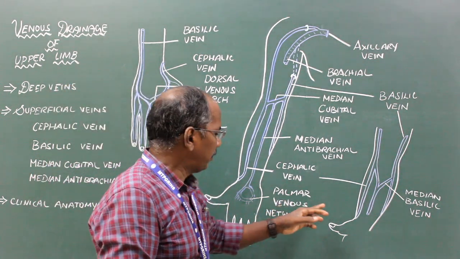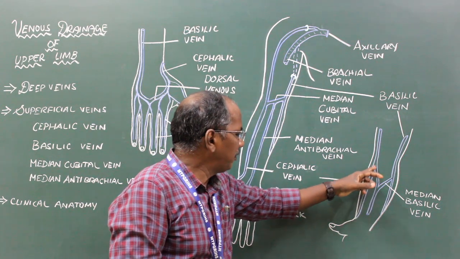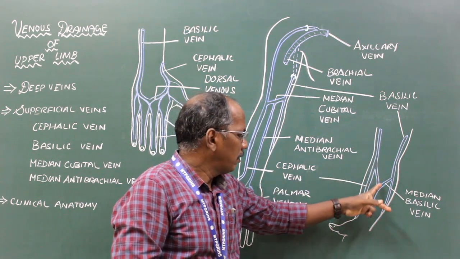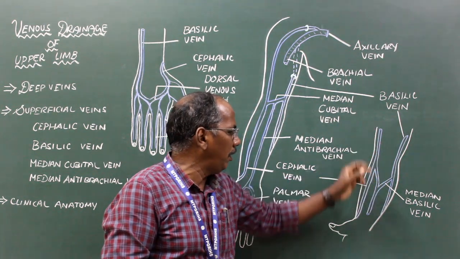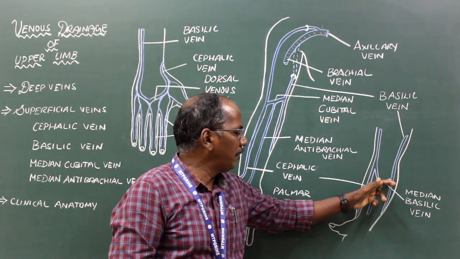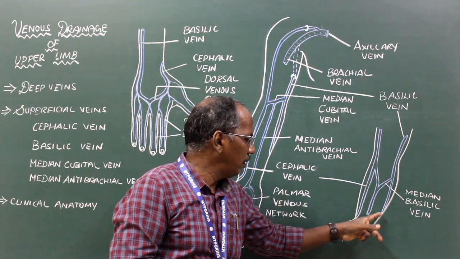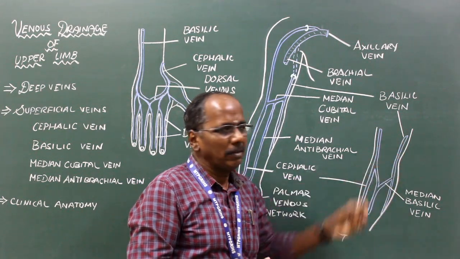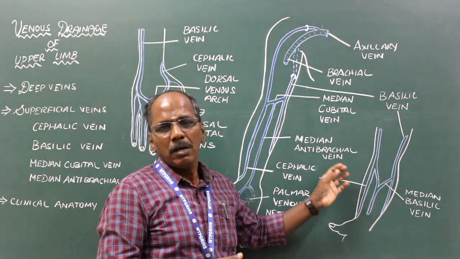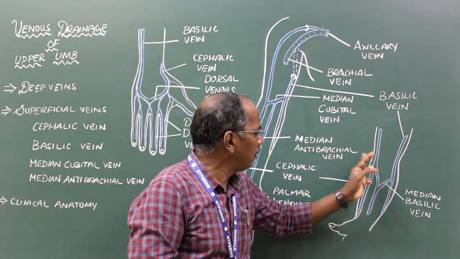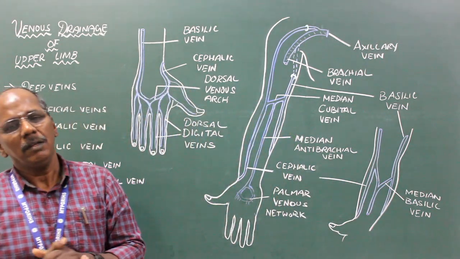M-shaped pattern. It is formed by the cephalic vein, median cephalic vein which joins the cephalic vein, median basilic vein which joins the basilic vein and finally the basilic vein. So this is M-shaped pattern. In M-shaped pattern, usually the median cubital vein is absent.